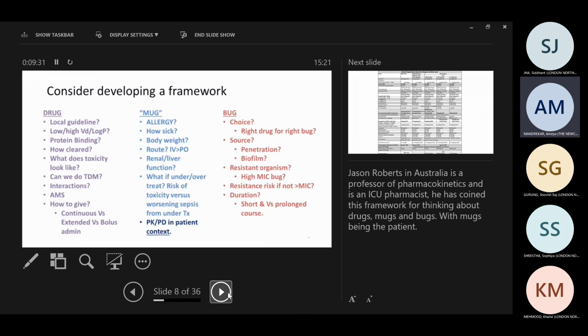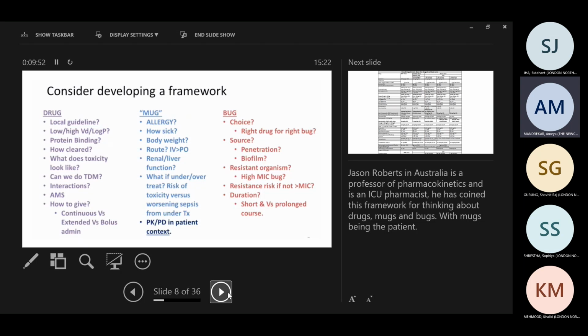Next slide. Thank you. So Jason Roberts is a professor of pharmacokinetics in Australia, and he's published lots of work on the pharmacokinetics of antibiotics. And he developed this framework with the drug, the mug, and the bug. The drug is the antibiotic that you're giving, the mug is the patient, and the bug is the organism.